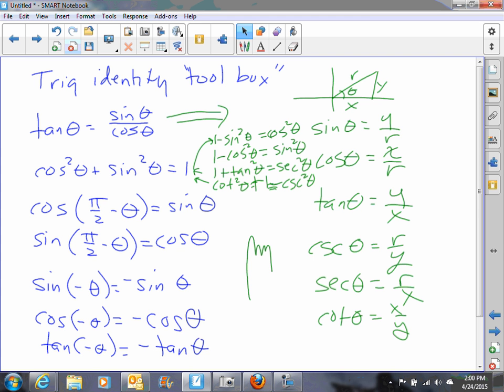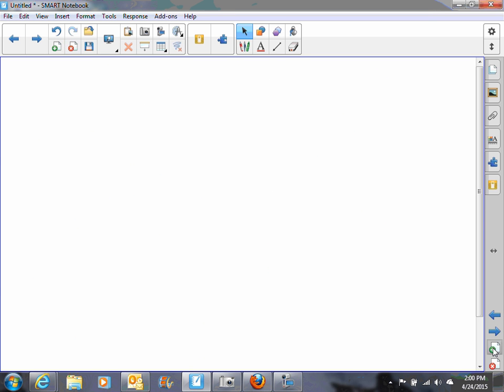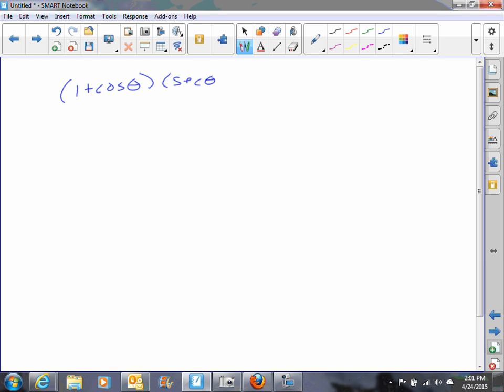and to know these at least. Now, what are we talking about when we say we want to verify trig identities? Well, here is a trigonometric identity, for example. 1 plus cosine theta times secant theta minus 1, all divided by the cosine of theta, is equal to the tan squared of theta.